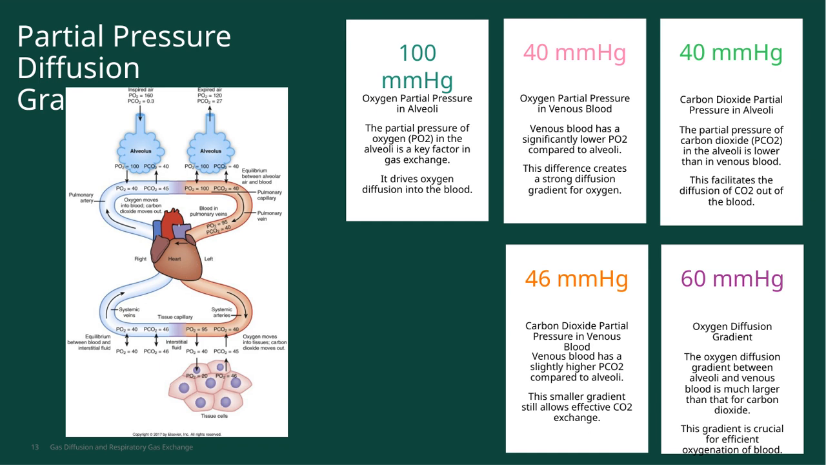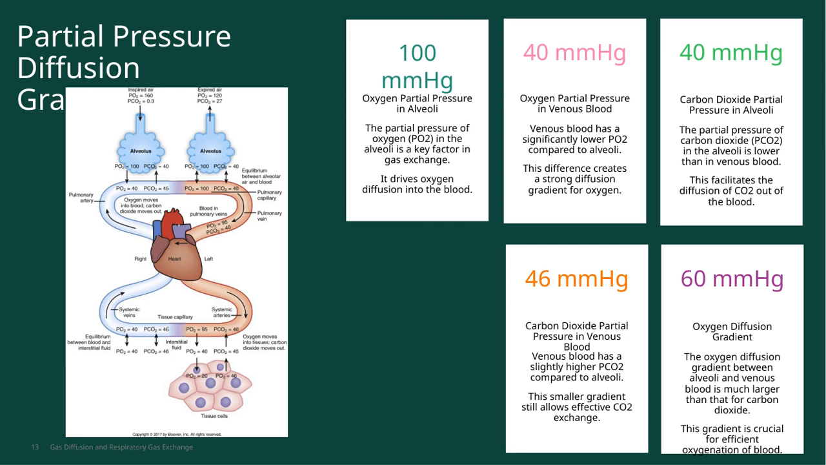In summary, the differences in partial pressures, especially the large oxygen gradient, are crucial for efficient gas exchange. The higher the gradient, the more effective the diffusion. This balance ensures our blood becomes oxygen-rich and CO2 depleted as it passes through the lungs, supporting overall respiration and cellular function.